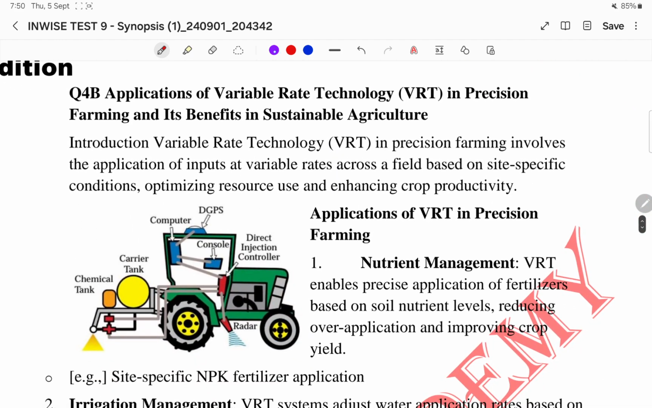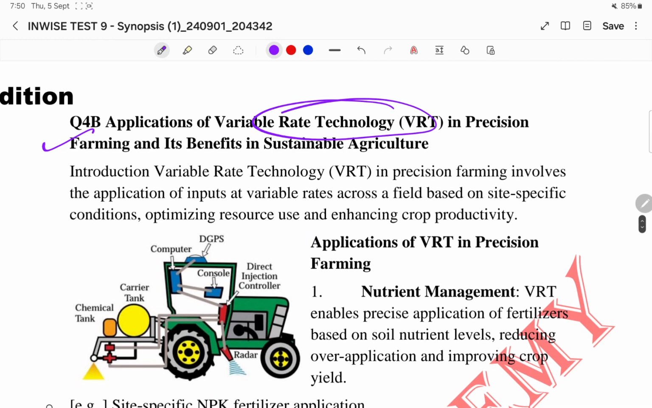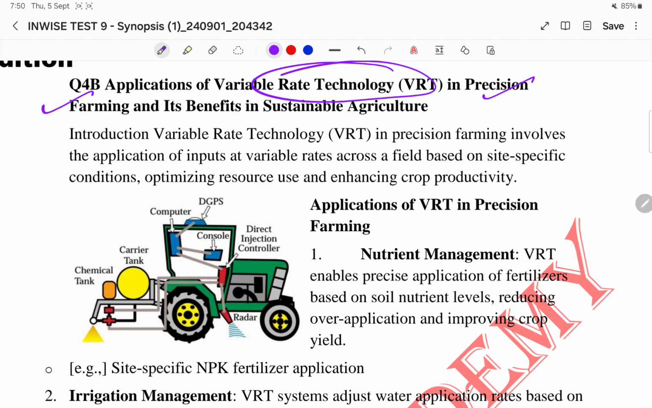So next come to the question number 4b. Application of variable rate technology in precision farming, its benefits in sustainable agriculture. See, since the last I think 2, 3 years, every year they're asking one or other question related to organic farming, precision farming, sustainable agriculture. So they're asking these questions one way or another. So please prepare well for precision agriculture.